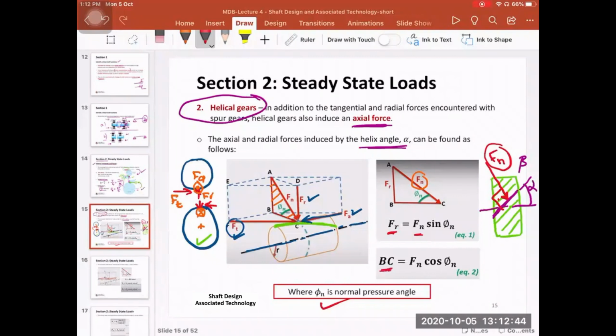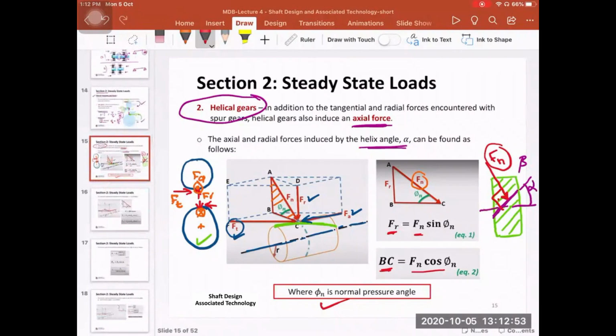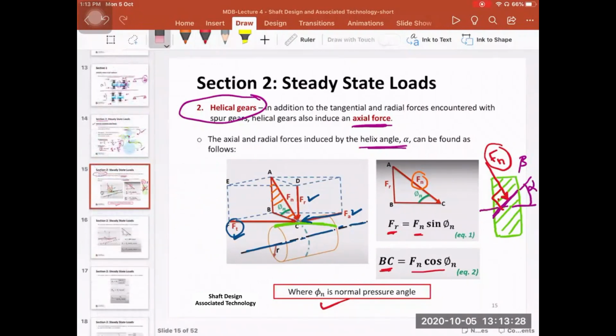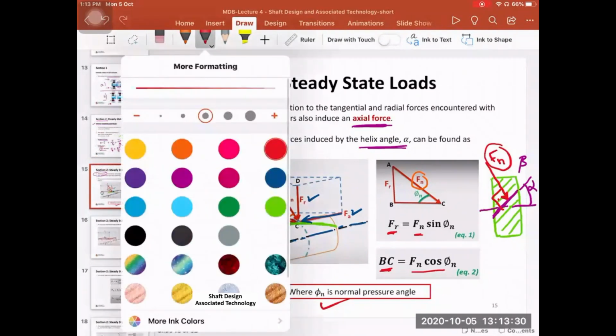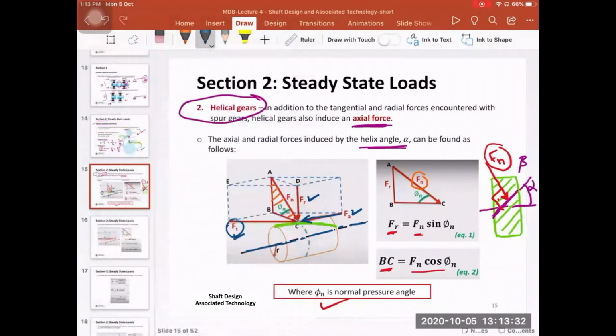Then BC here, based on the triangle, is Fn cosine phi n. So I have two equations based on this plane, the normal plane that is perpendicular to the tooth. If you look from the side view, you will see two circles, similar to the spur gear. You have one circle here and another circle here. So you are looking from the side view, and now you have the pitch circle for the pinion, which is this one, and the pitch circle for the gear, which is this one.